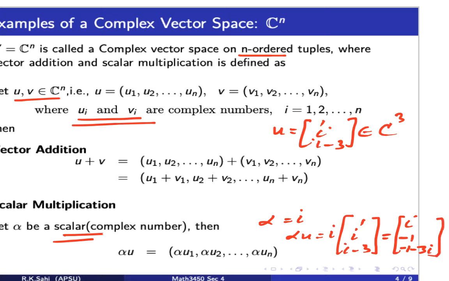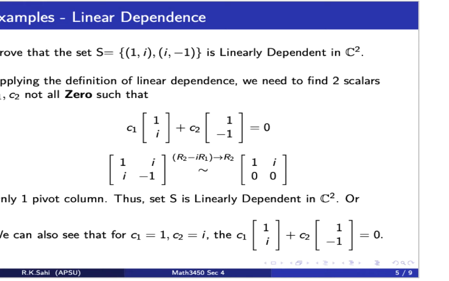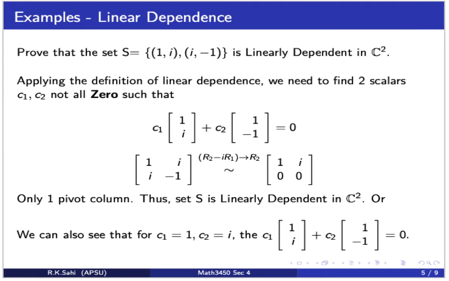Okay, so now let's look at some examples. The first example would be an example related to linear dependence. The question says, prove that the set S, which consists of the elements (1, i) and (i, -1), is linearly dependent in C2. Now I'm writing (1, i) like this just to save space. It's just to save space I'm writing it here. Okay, so I want to prove that this is linearly dependent.